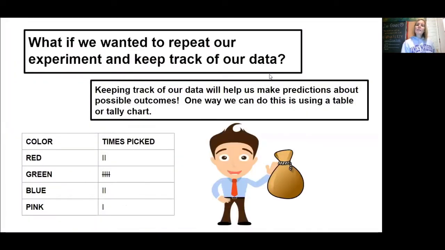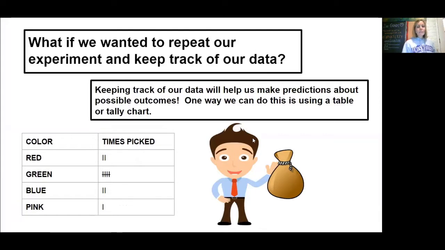But what if we wanted to repeat our experiment and keep track of our data? Because keeping track of our data will help us make predictions about possible outcomes. And one way we can do this is using a table or a tally chart. Now, when we use the color spinner on the NCTM website, we used a table to keep track of what our spinner landed on. Today, we're going to use a tally chart.